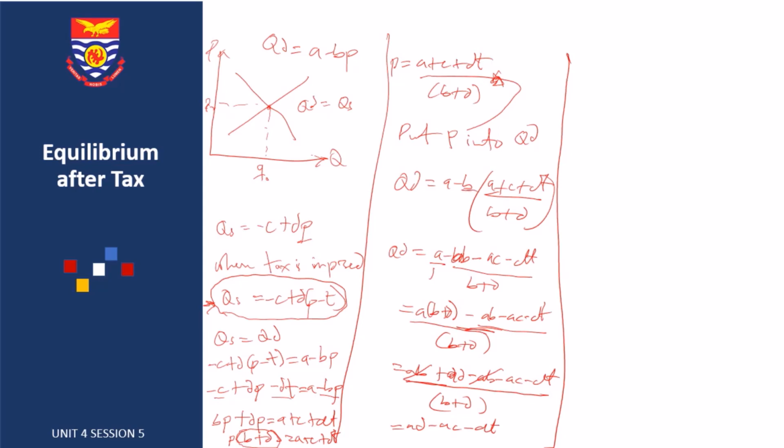Remember, this b was multiplying this dt, so forgive me, here is supposed to be b dt minus b dt. All right, so I have AD minus AC minus B dt. Let me clean and write it again. Okay, AD minus AC minus B dt, all divided by B plus D, as my equilibrium quantity.